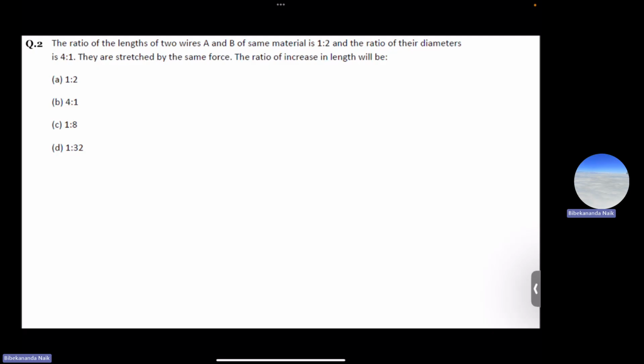So here the question says the ratio of the lengths of the two wires A and B of the same material. So we have two wires A and B. Suppose this is A, this is B.